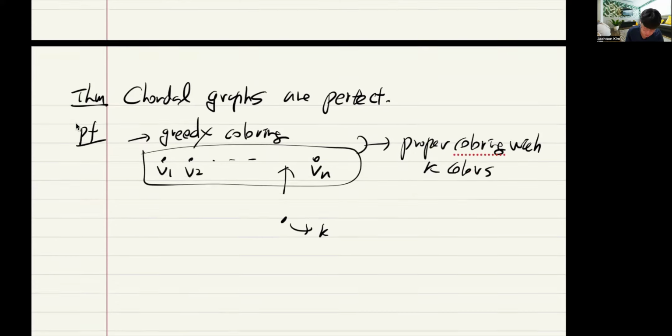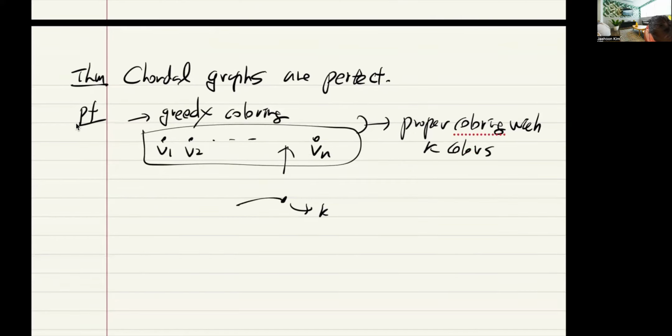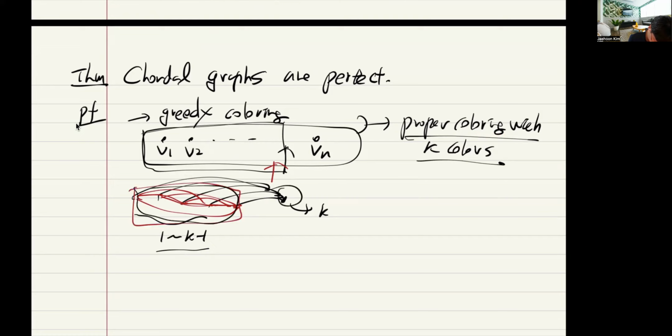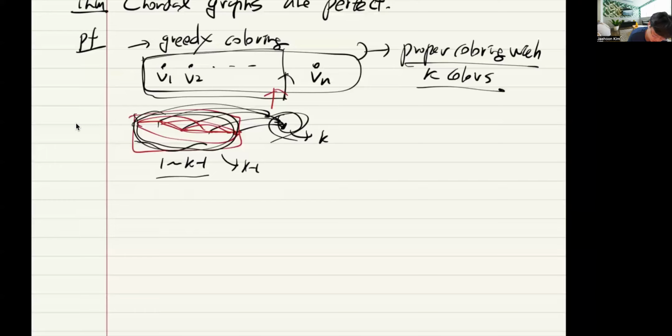But what does it mean? It means that at this point, it has neighbors which contain colors from 1 to K minus 1, right? But what do we know? In this ordering, this neighborhood is a clique, because you are dealing with a chordal graph, which has a simplicial elimination ordering. So this is the reverse of the simplicial elimination ordering. So at that point, this is a clique. So if it uses K colors, that means there is a clique of size K. So this clique of size K minus 1, together with this vertex, gives you a clique of size K.